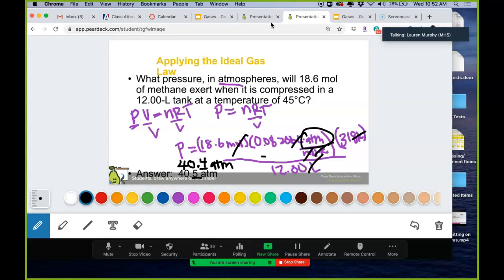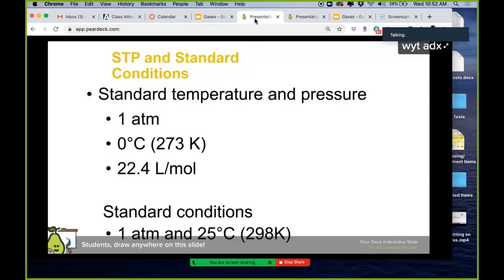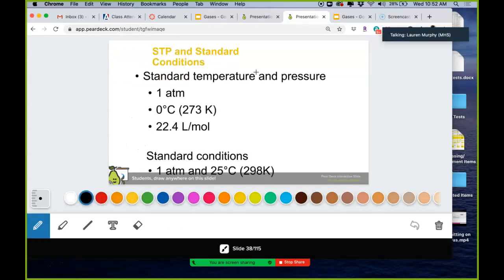Okay? All right. Standard temperature and pressure, often referred to as STP, is specifically the set of conditions and no other conditions: 1 atmosphere and 0 degrees Celsius, which is the same as 273 Kelvin. This right here is called molar volume.